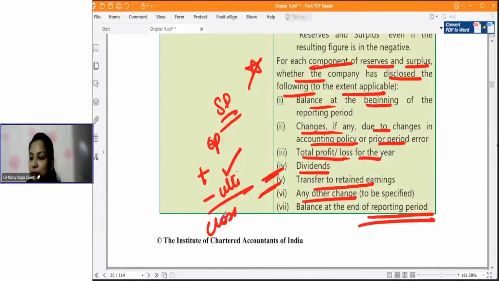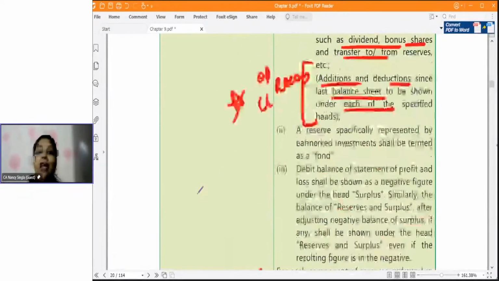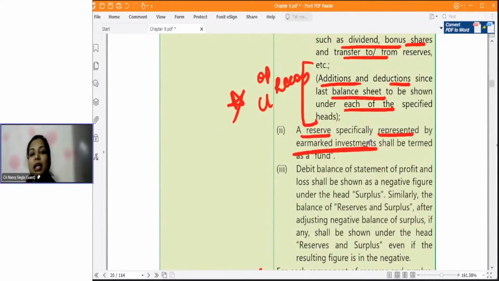ठीक है? Is it clear? ठीक है? Further, if any reserve is specifically represented by earmarked investment. What is earmarked investment? Quickly send in your replies. So if any investment is meant for some specific purpose, like your sinking fund, है ना? Your debenture redemption fund, है ना? So that is not to be shown as your what? Reserve, but that will be shown as what? Your fund. The term fund will be used.